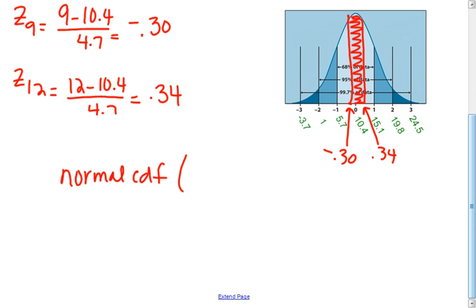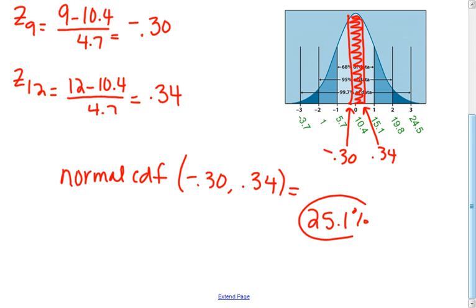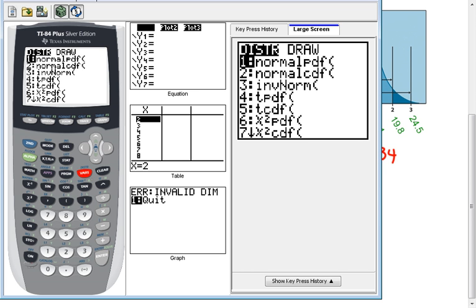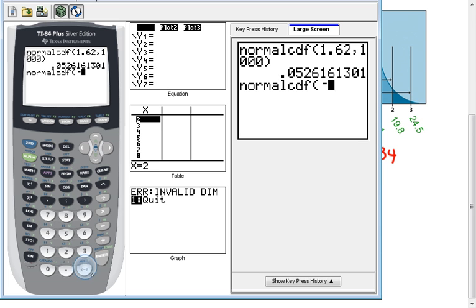The left limit of what's shaded is negative 0.3, and the right limit is 0.34. I will put that into my calculator, and I should get 25.1%, but I will check that here for you. So let's go to our calculators. Again, to get to normal CDF, you will do second variables, number 2. The left limit was negative 0.3, comma, which is right above the number 7, and then the right limit was 0.34. Close that, hit enter, and again I can move that decimal 2 places to the right to convert it to a percent.